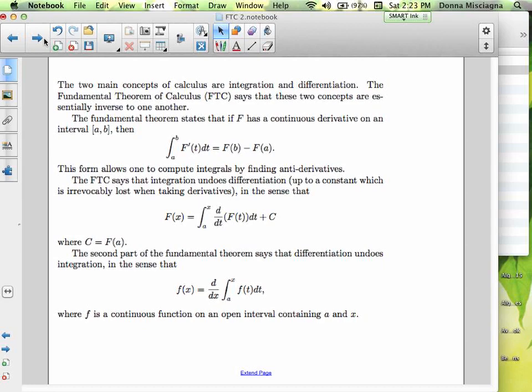And then the second part says that differentiation undoes integration, in the sense that the derivative of the integral of a function is back to your function again. So integration and differentiation are inverse processes. And those are the two parts of the fundamental theorem of calculus. It's actually a very big theorem. I've only really touched on it, and we'll look at it more as we look at some other things.